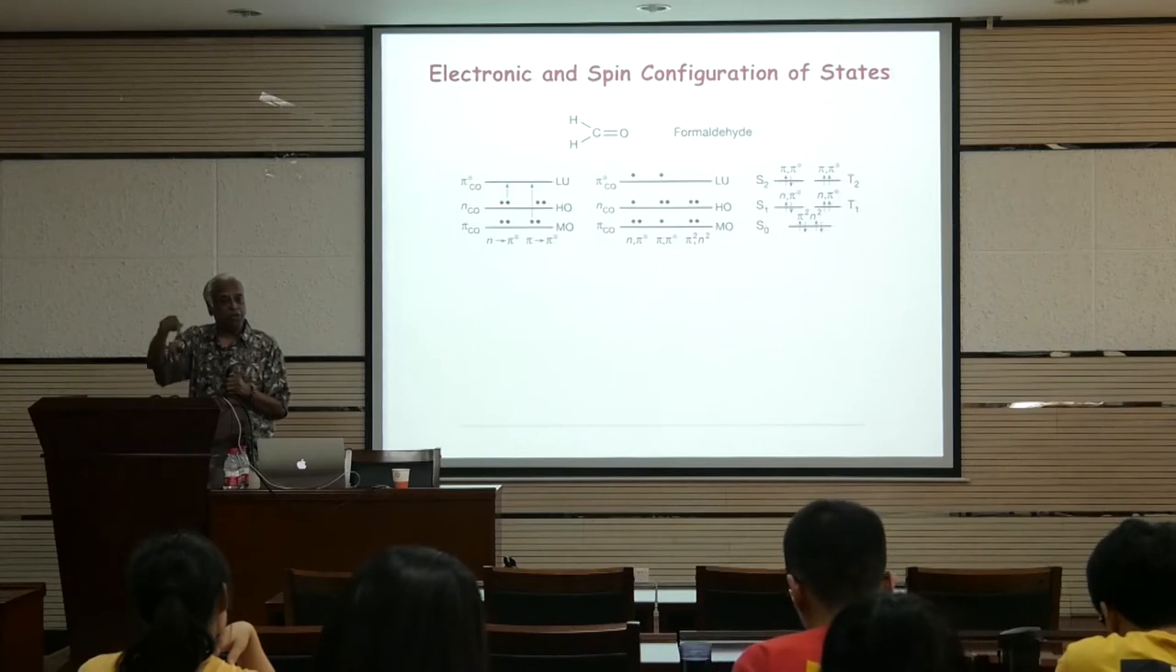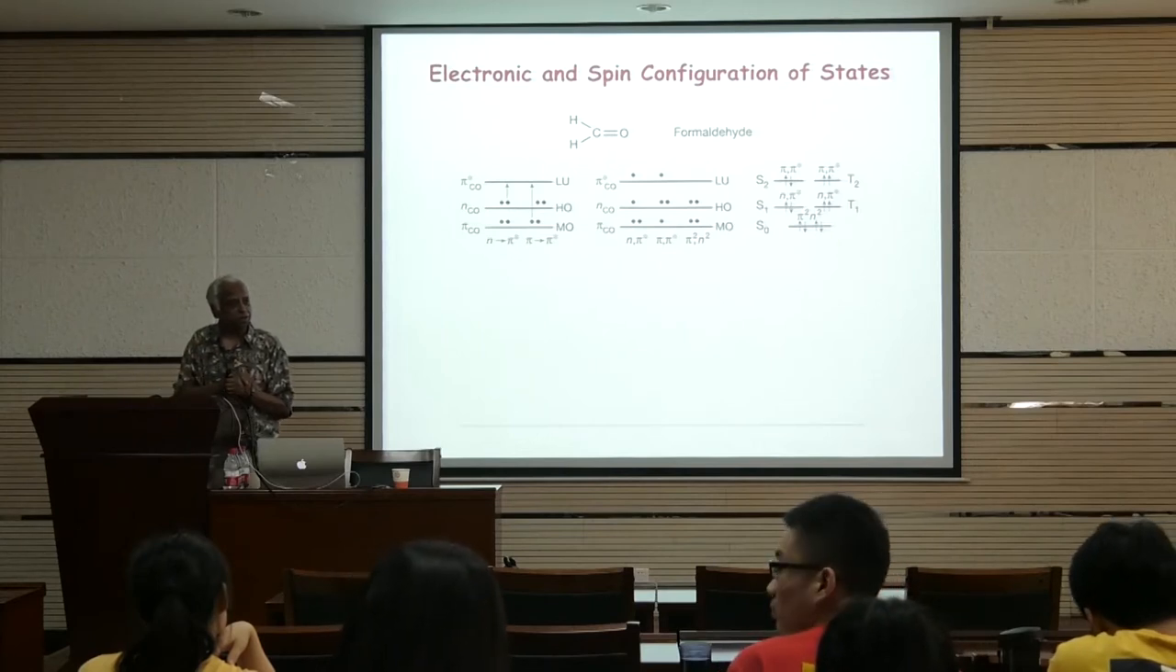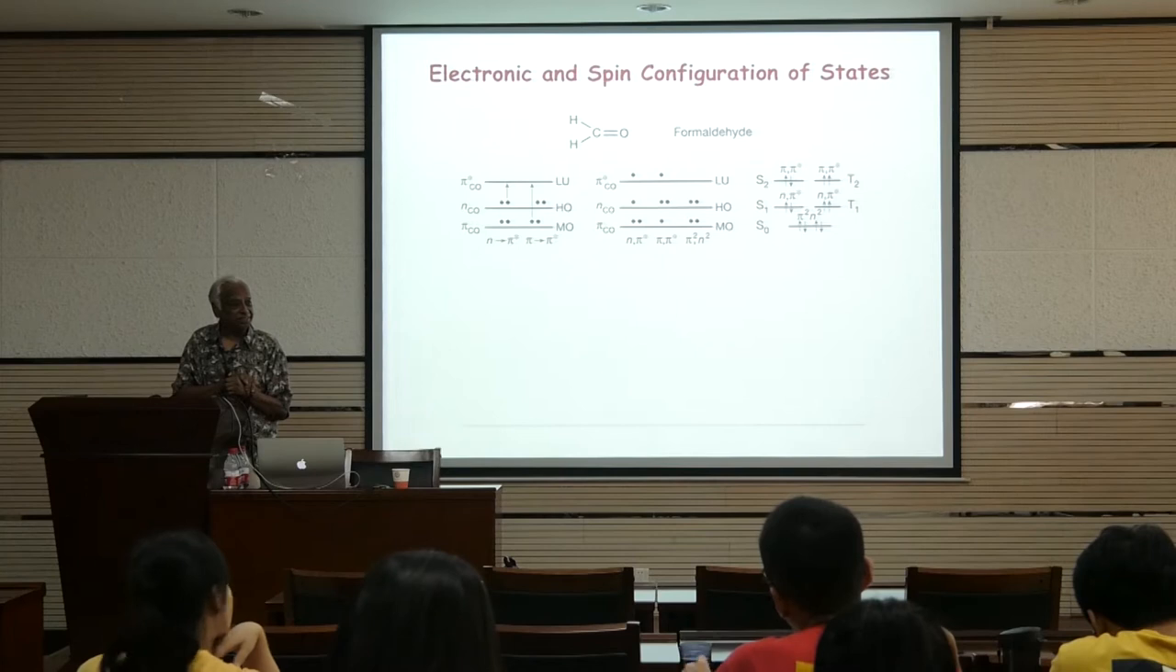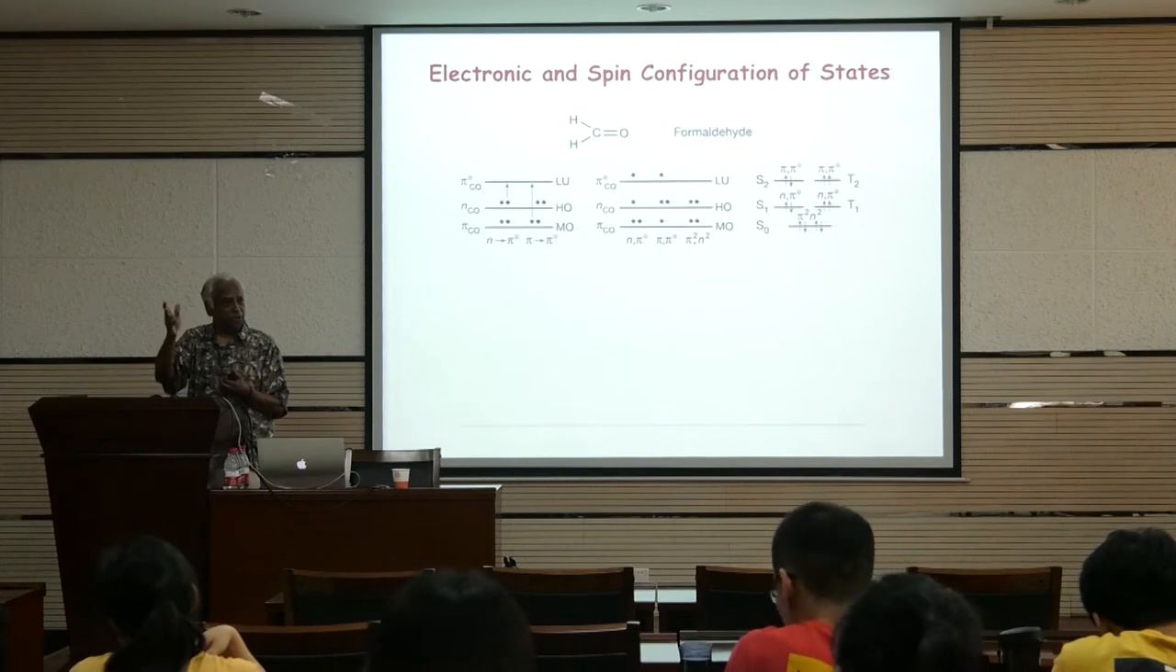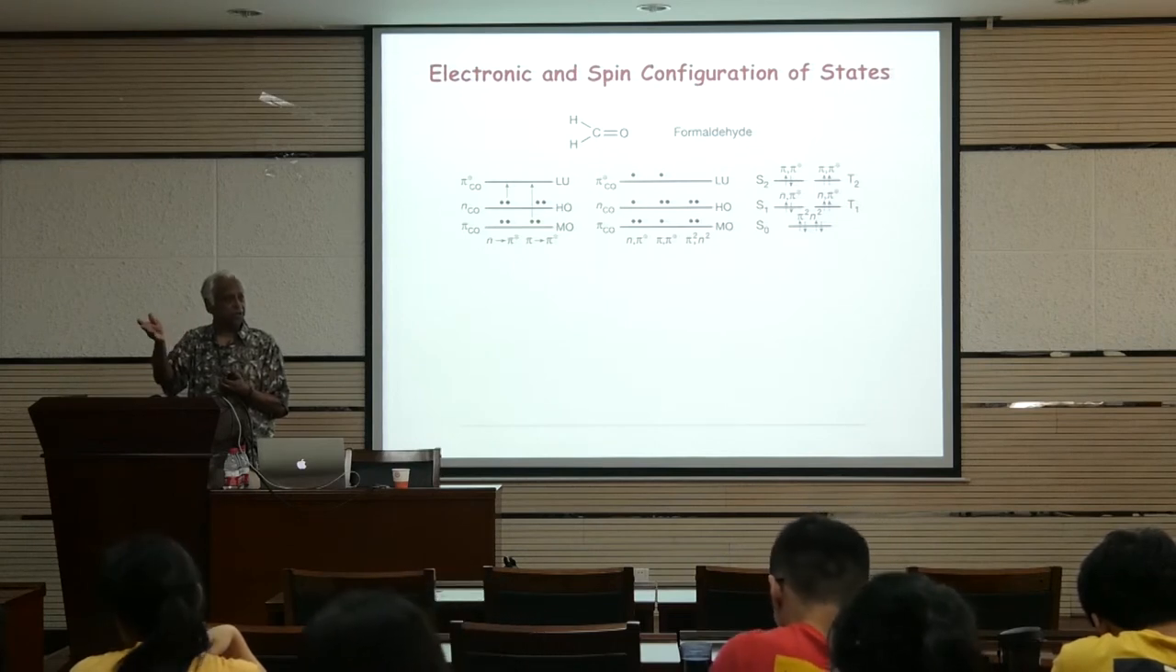Which is the floor closer to the ground state? First floor or the second floor? If you go on the elevator, you know. So you press button 1, button 2, button 3. You start from 0. Is button 1 closer or button 2 closer to the ground state? First floor is closer. Now the question is, is the first floor where your class is, or is the second floor the class?